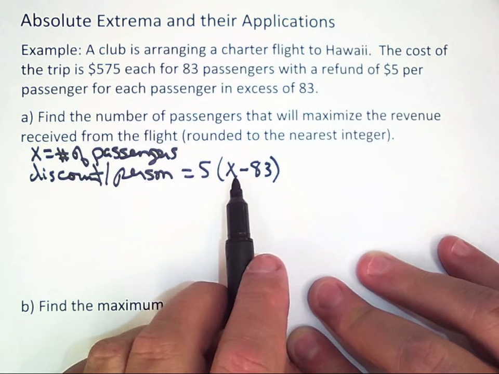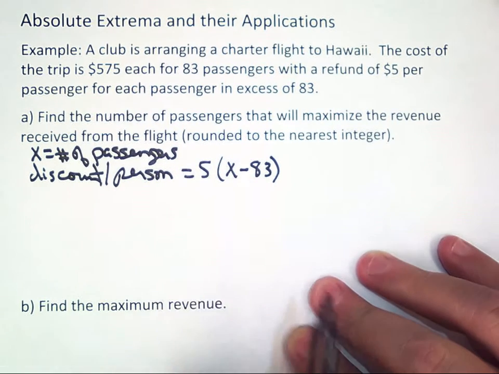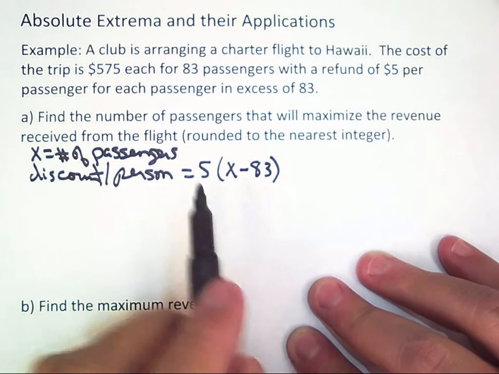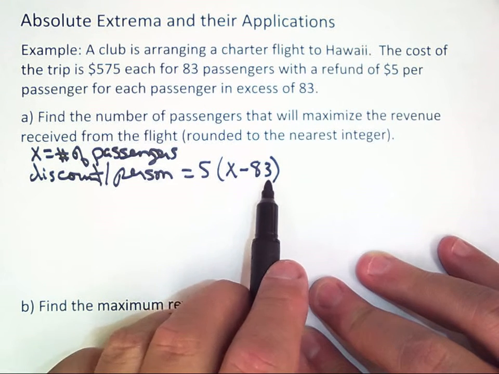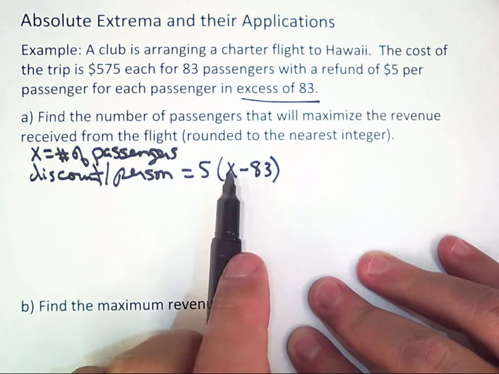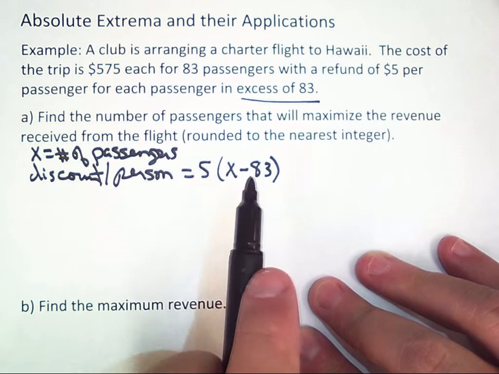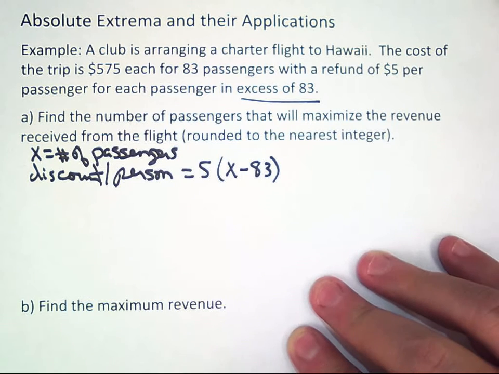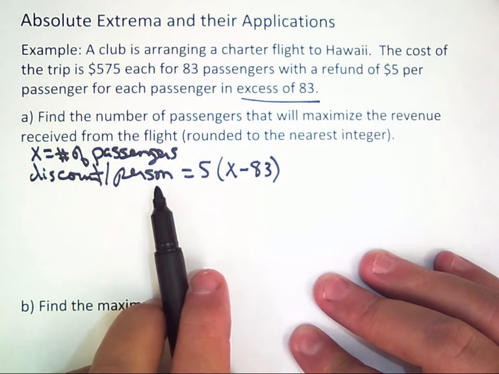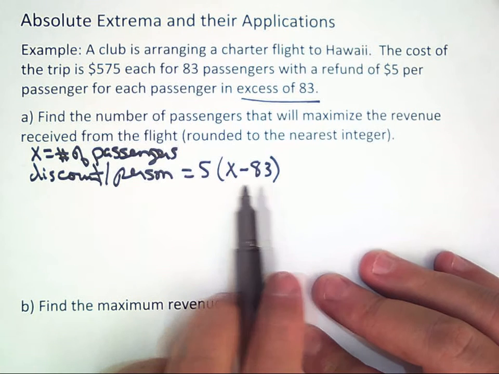So if 84 people went, there would just be one $5. If 85 people went, there'd be $10 off per person, and so on. So this X minus 83 represents the excess of 83, the number of people over 83, and each of those people generate a $5 discount per person. So think about that. You've got X passengers, but the discount per person is based on the people over 83.